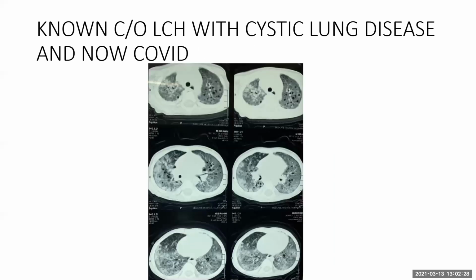And this was cystic lung disease, and this was LCH. Purposely I didn't tell that this patient was known LCH, and now presented with cough and fever. And you very rightly mentioned these peripheral ground glass haze and opacities. So what condition can it be these days? COVID. This child turned out to be positive for COVID, and this was underlying lung disease he already had.